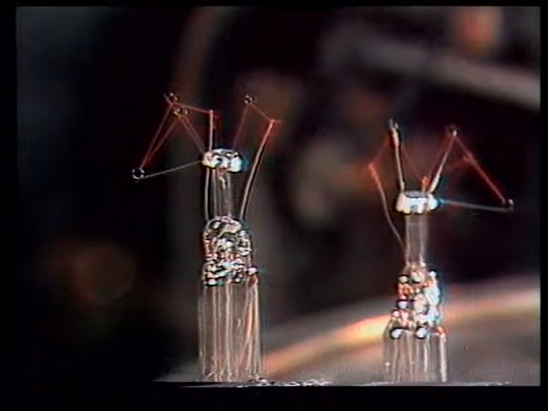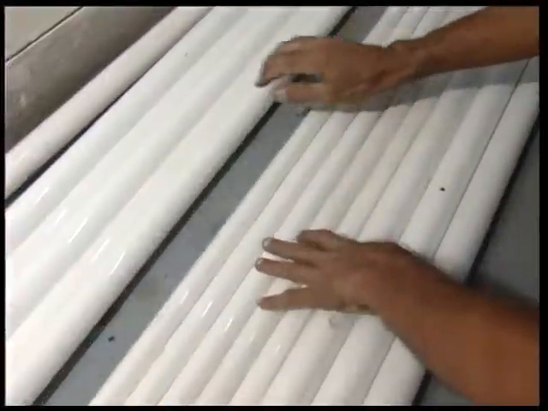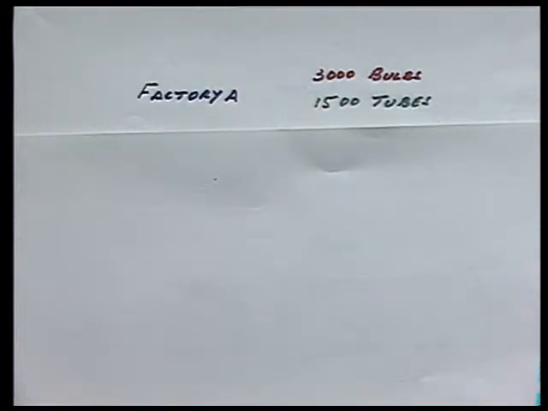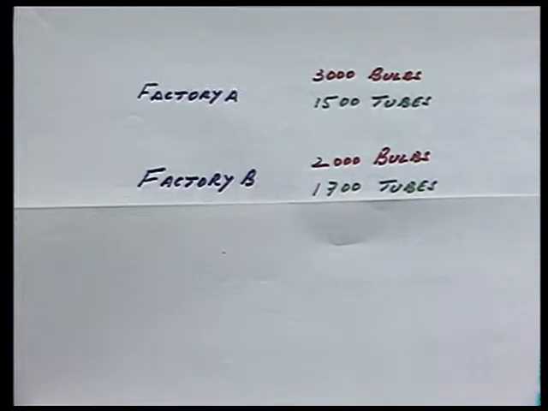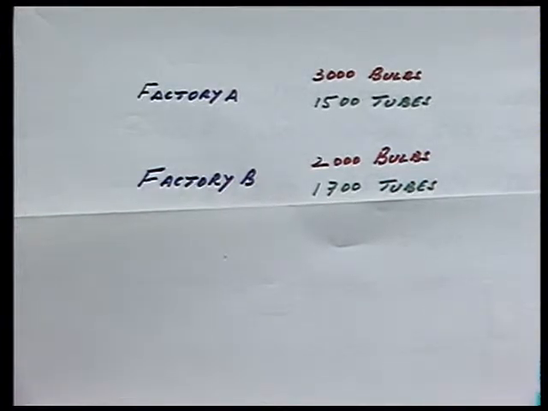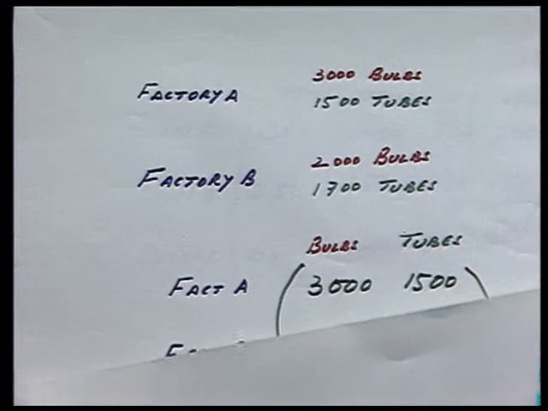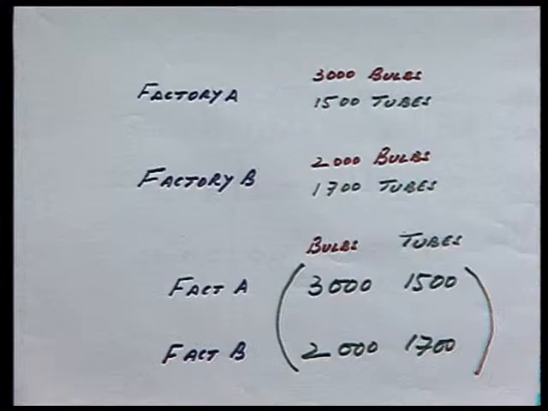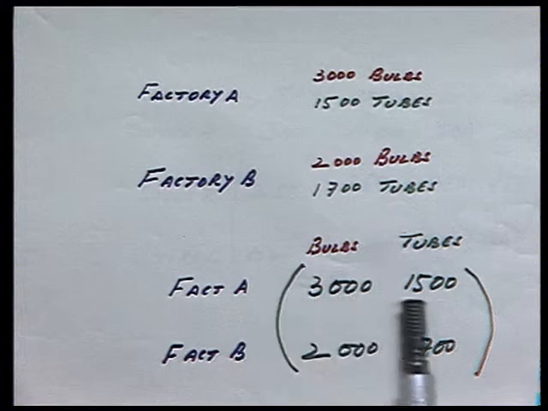To introduce you to this idea of matrices, let's take the situation of 2 factories, factory A and factory B, which are manufacturing bulbs and tubes. The factory A is manufacturing 3000 bulbs and 1500 tubes, and the factory B is manufacturing 2000 bulbs and 1700 tubes. In a comparative way, the 2 pieces of information can be compiled in this shape: factory A and factory B, and we write the number of bulbs produced in the first column, tubes in the second column, and this is in respect of the 2 factories.